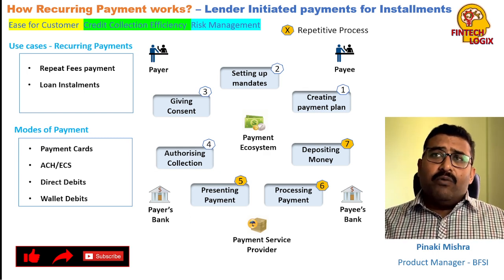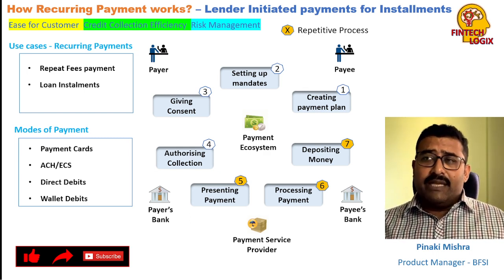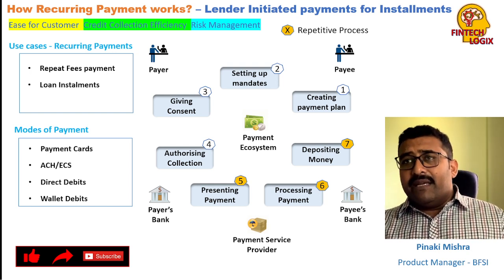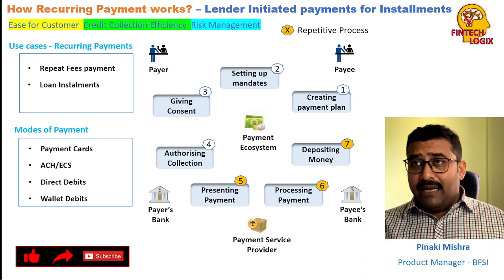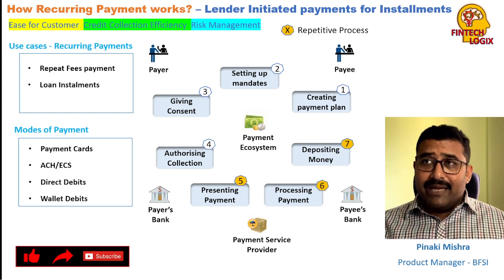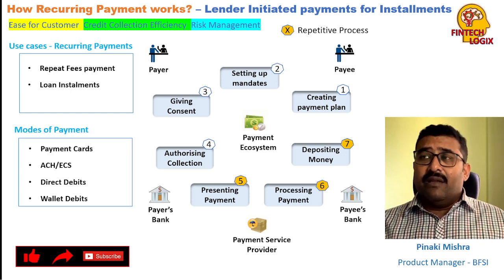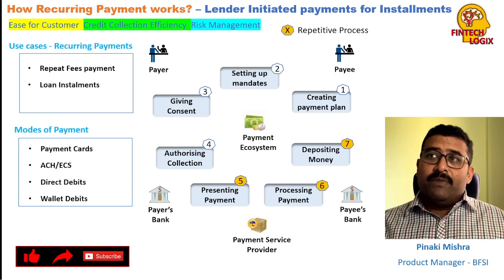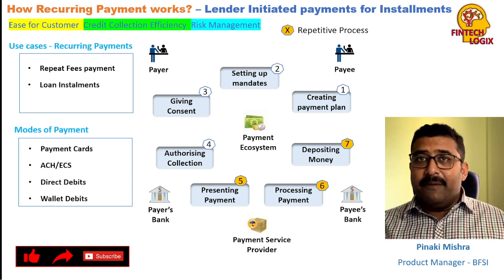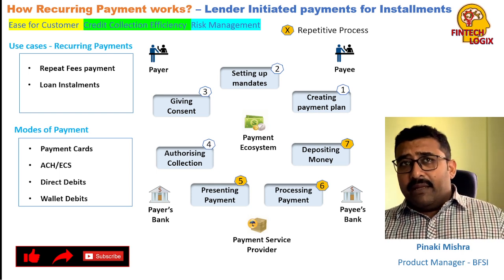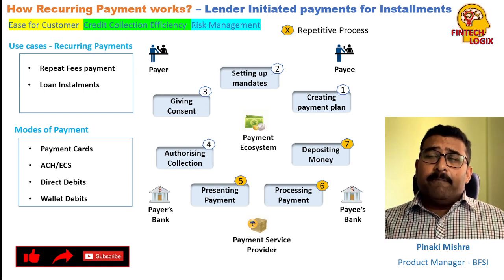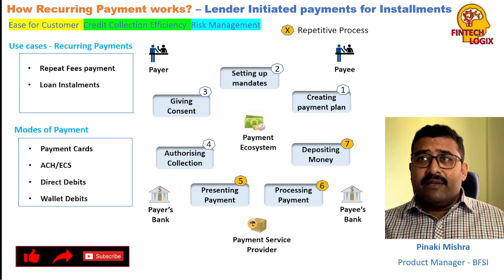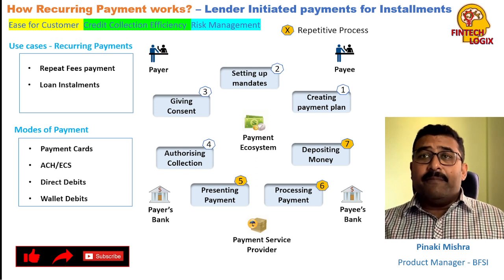So in step number 2, a mandate is set up, which is an arrangement between your borrower's bank and the lender's bank. Giving consent is the third step, where the borrower agrees by digitally signing the mandate, or through Aadhaar verification, OTP verification, or some other mode by which the borrower would confirm that mandate. Once the borrower has given consent, the collection is authorized by the borrower's bank.